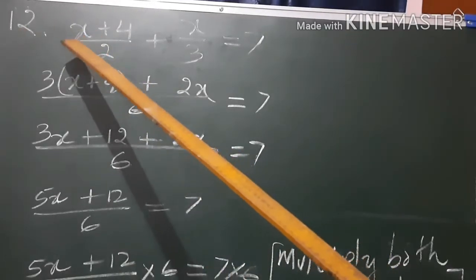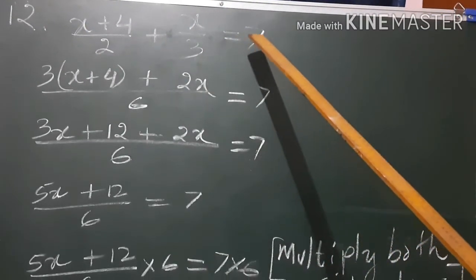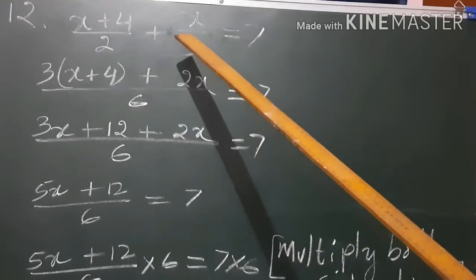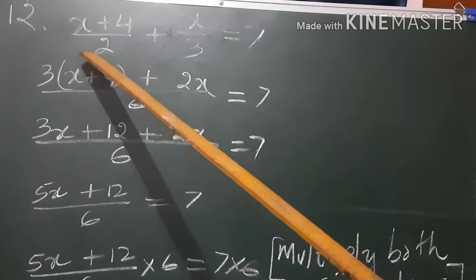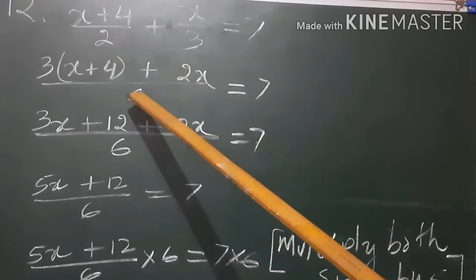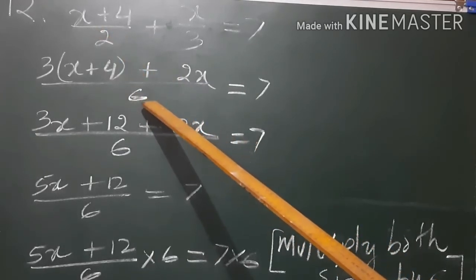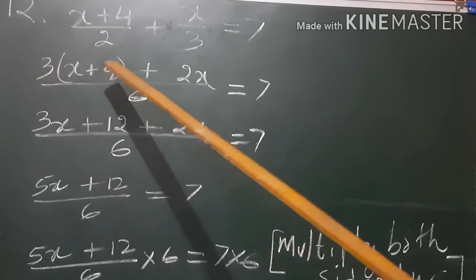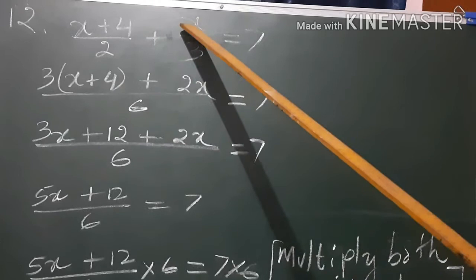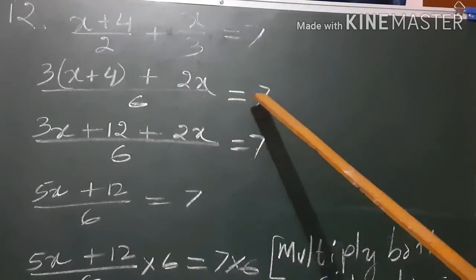Question 12. (x plus 4) upon 2 plus x upon 3 is equal to 7. Here again we have fractions and it looks difficult, but when you solve it, it is very simple. We have to find first of all the LCM of 2 and 3, that is 6. Now we know 2 3s are 6, so this 3 will go here to multiply. And 3 2s are 6, so this 2 will go with this x. So we get 2x. Other side we have 7.